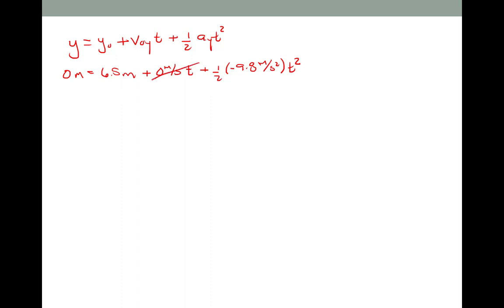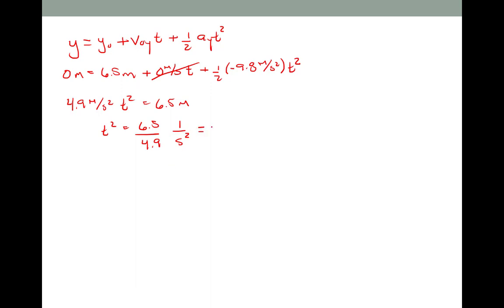So this goes away because it's multiplied by 0. I'm going to take 9.8 divide by 2 and get 4.9. And then I'm going to move the whole thing to the other side. So I get 4.9 meters per second squared t squared equals 6.5 meters. So t squared equals 6.5 over 4.9 with units of 1 over second squared.